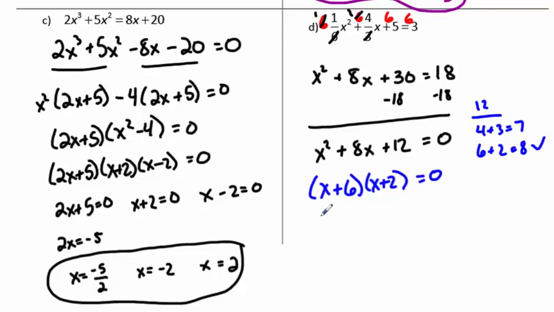Set each factor equal to 0. X plus 6 equals 0, or x plus 2 equals 0. The answer from the first one, if you subtract 6 from both sides, is going to be x equals negative 6. And from the second, subtract 2 from both sides, x equals negative 2.